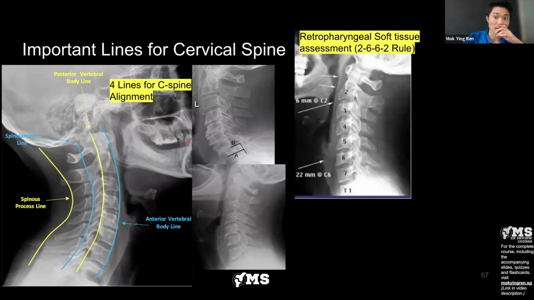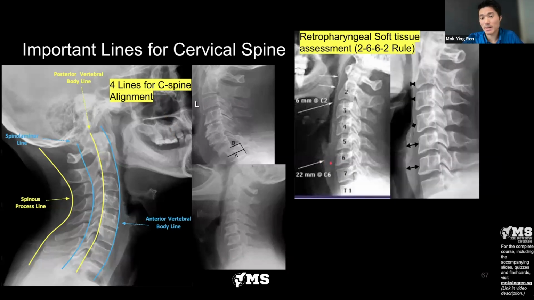Now, the other crucial set of lines would be to look at the retropharyngeal soft tissue, right? And I mentioned earlier that you can see the soft tissue even on this X-ray, you can see the soft tissue contours here. And a very good rule that we can think about is the 2-6-6-2 rule. What does that mean? That means at the C2 level, there should be a maximum of 6 mm of soft tissue shadow. And at the C6 level, there should be a maximum of 22 mm.